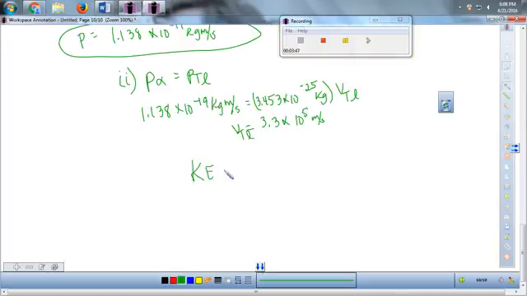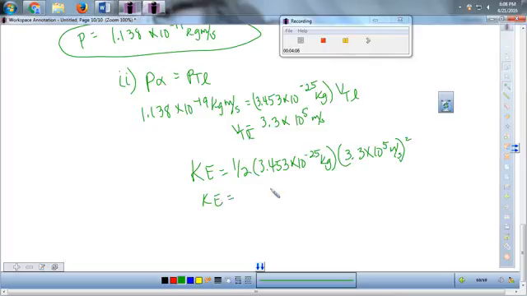So that's easy. 1/2 mv squared. So when I did that, I got the KE there to be 1.875 times 10 to the negative 14th joules. So that's what they wanted for the second part of B.